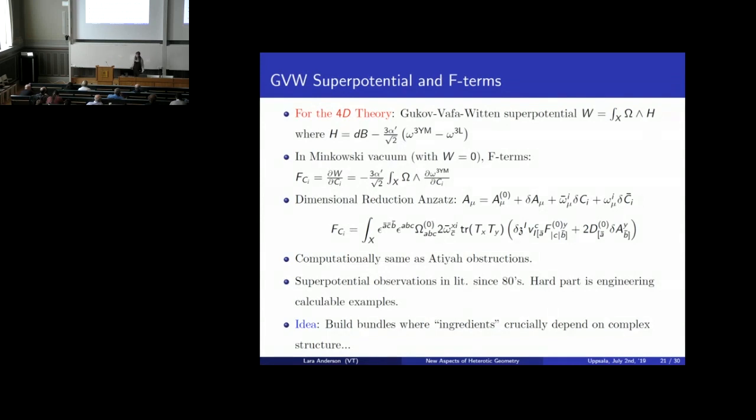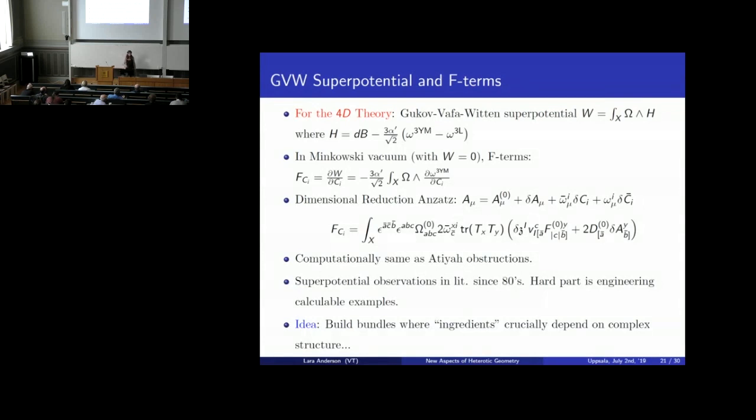So the fluctuation analysis from geometry can also be viewed in field theory. So computationally it is the same as Atiyah obstructions in principle. The superpotential observations were in the literature since the 80s. The hard part is actually engineering calculable examples. So the idea that you could have obstructions of this type, in principle, was known.